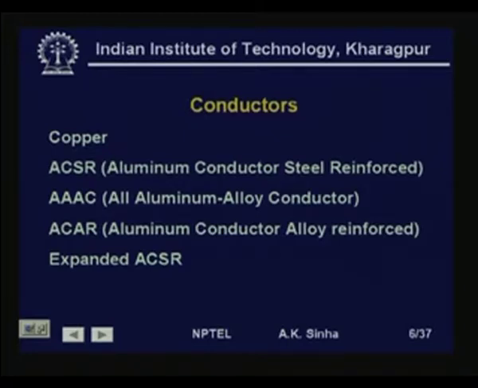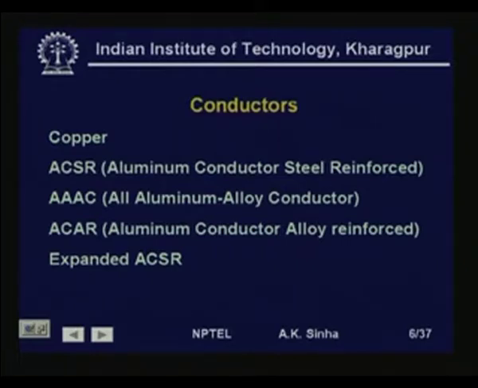Well, the type of conductor which is used mostly is called ACSR conductor, that is aluminum conductor steel reinforced. This is mainly because aluminum is much cheaper as well as it is available in abundance. Aluminum has much lower conductivity as compared to copper, which means that we have to use a larger cross sectional area for the same current carrying capacity of the line or the conductor.